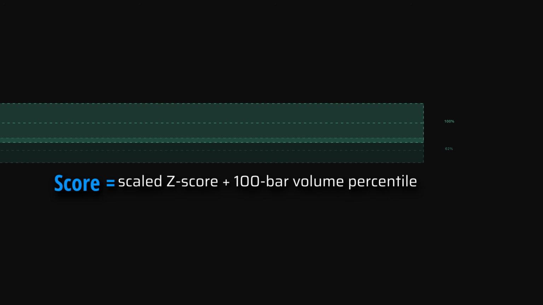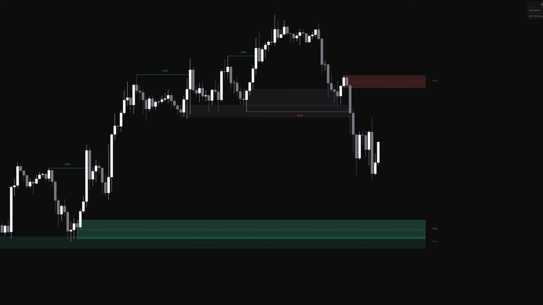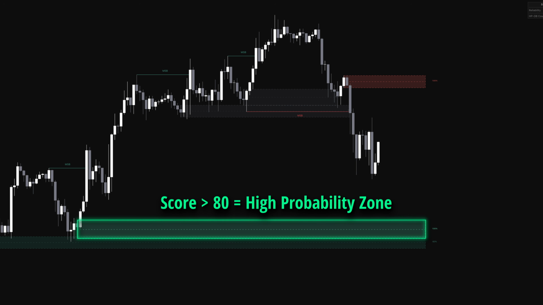The score combines the absolute Z-score value scaled by a factor of 20 with the volume percentile rank of the break bar measured over a 100-bar lookback. Zones scoring above 80 are classified as high probability zones and rendered in a distinct teal color for bullish and red for bearish, making them immediately distinguishable on a crowded chart.